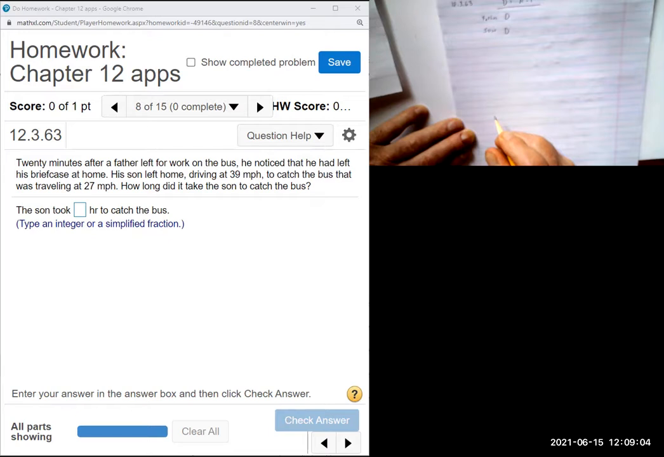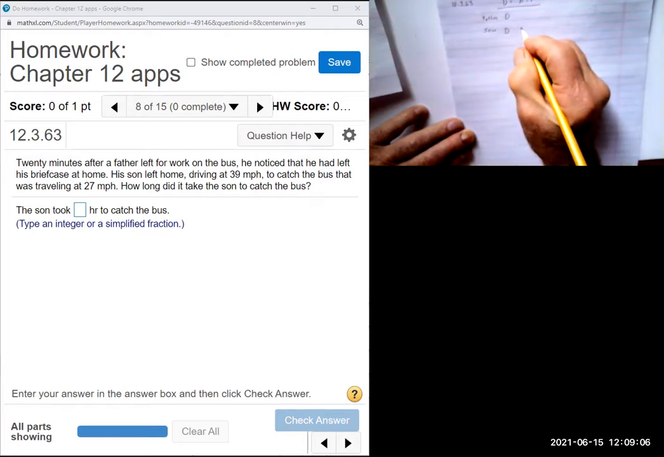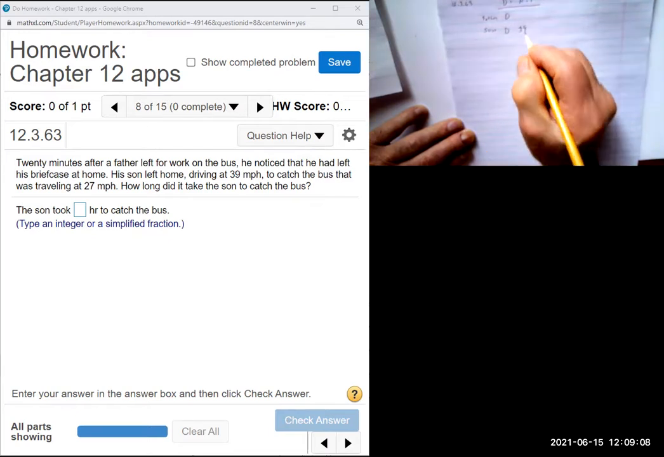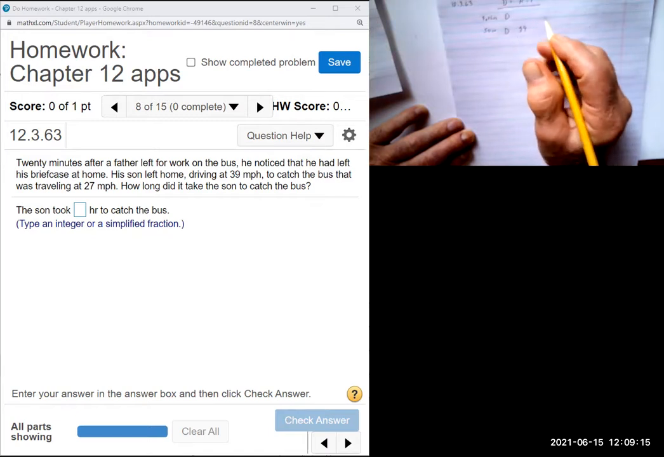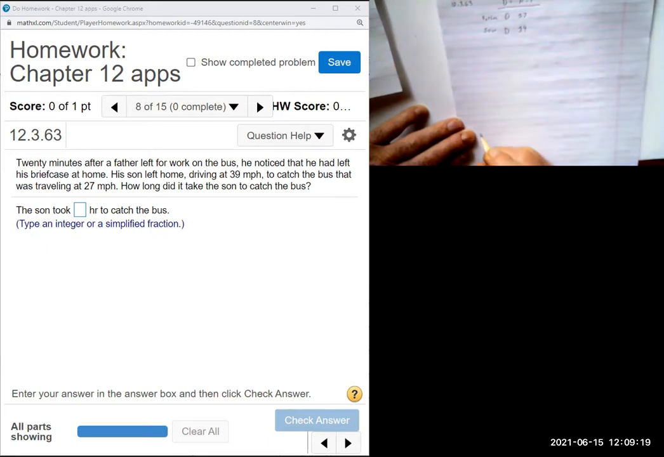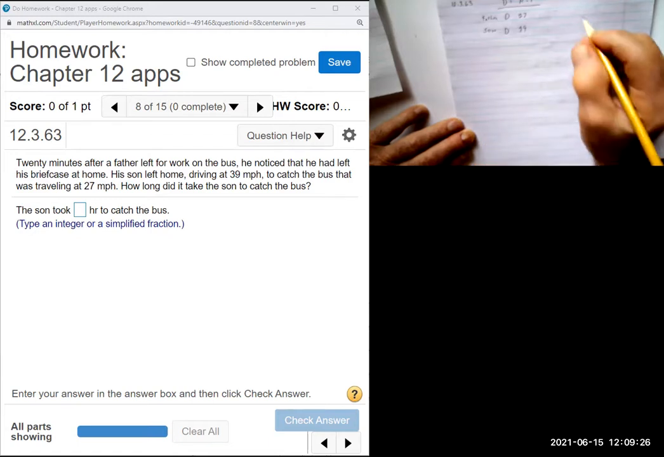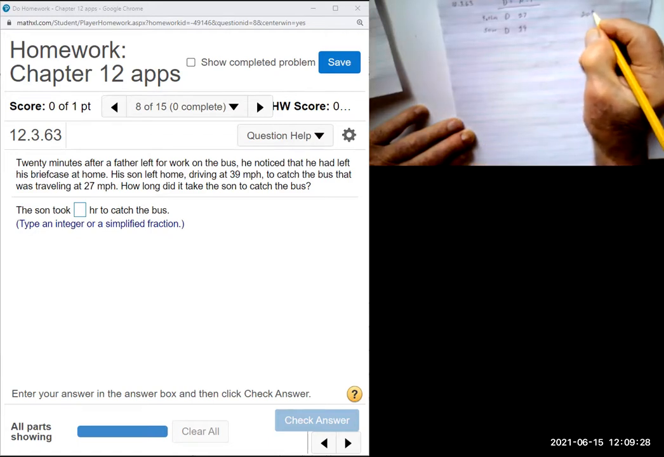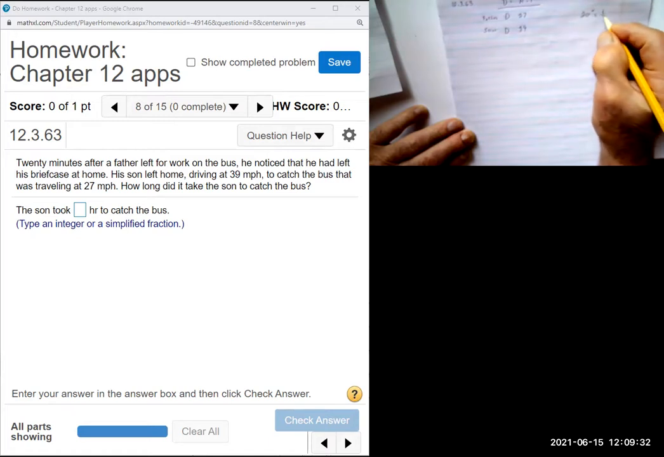The son left home driving at 39 miles per hour. That's the speed of the son. The father was traveling at 27 miles per hour. And the son caught up to the father, but he left home 20 minutes later. Well, we need to convert 20 minutes into parts of an hour. 20 minutes, I believe, is 1/3 of an hour.